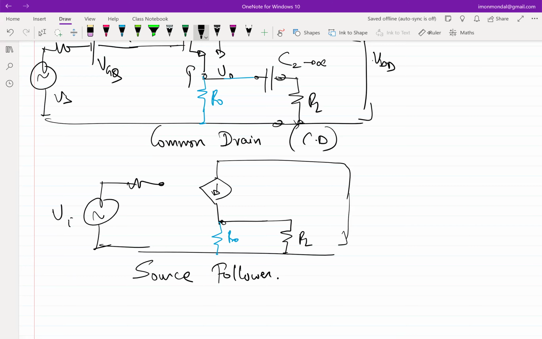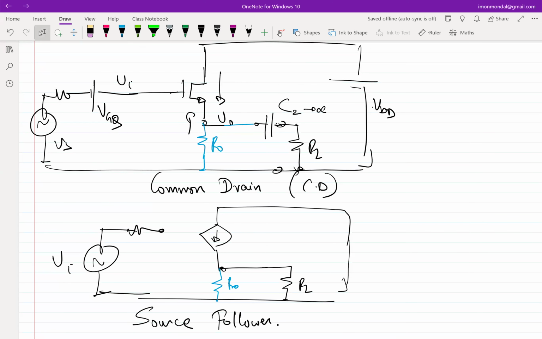It is called a source follower, and that should make sense, because incrementally Vo is following Vi. The source voltage is following the gate voltage, right? So ideally it should be called a gate follower, but I don't know why the name stuck, but it's stuck. It's called a source follower.